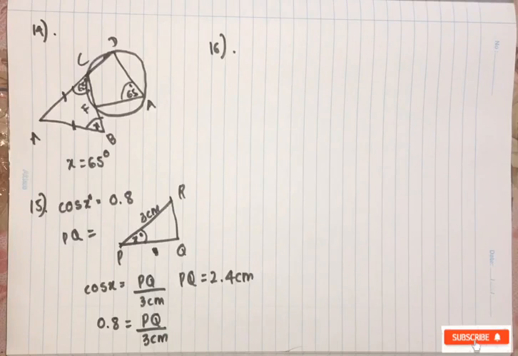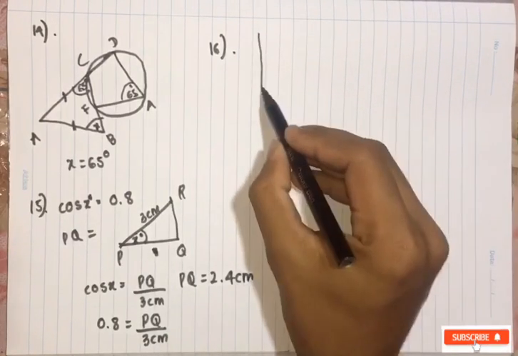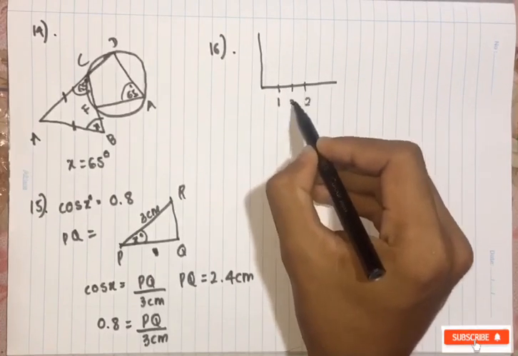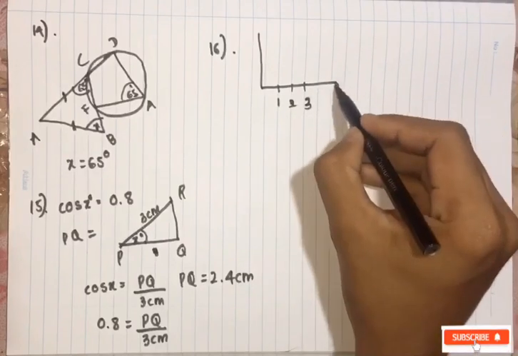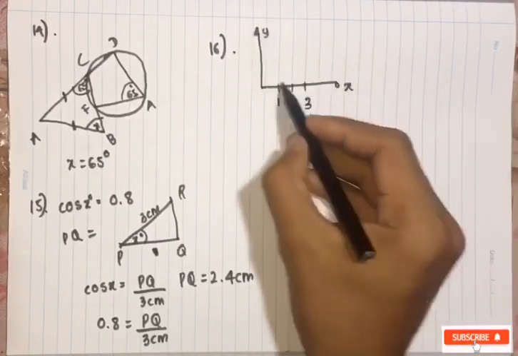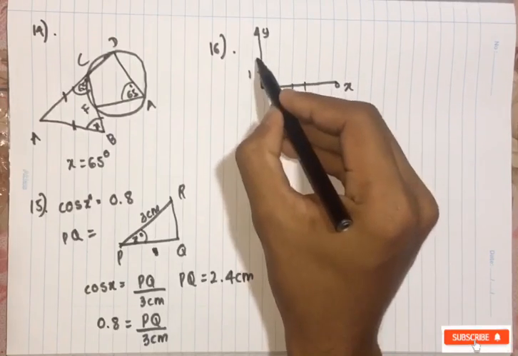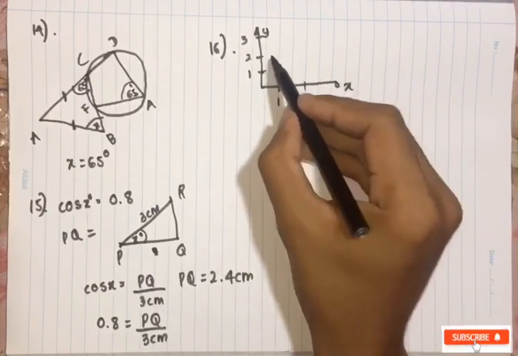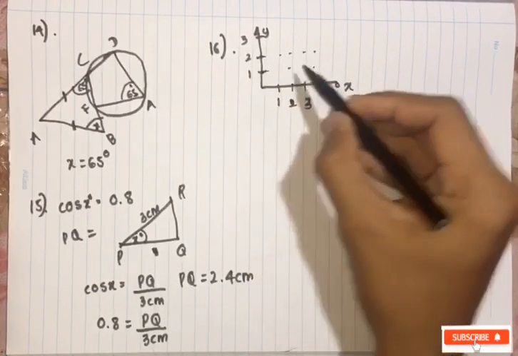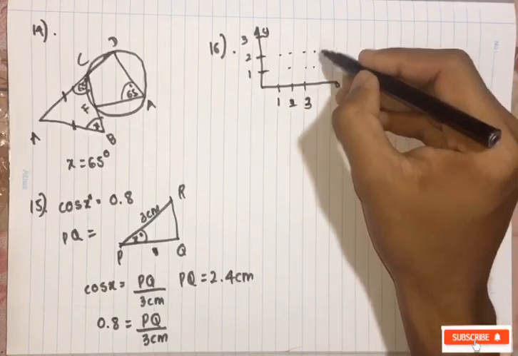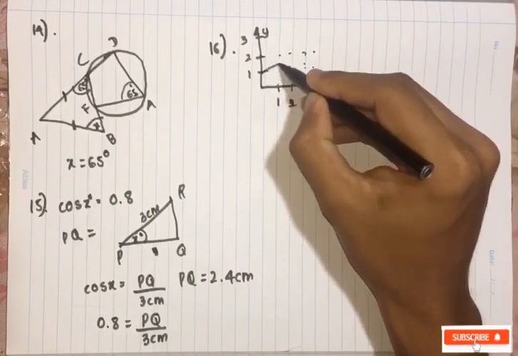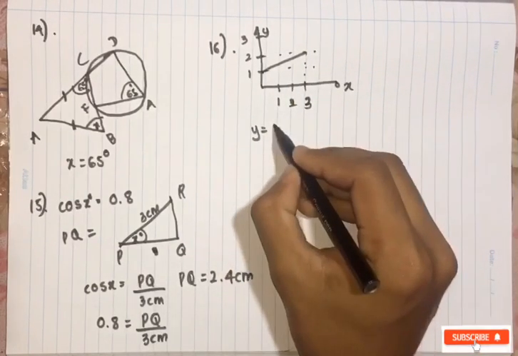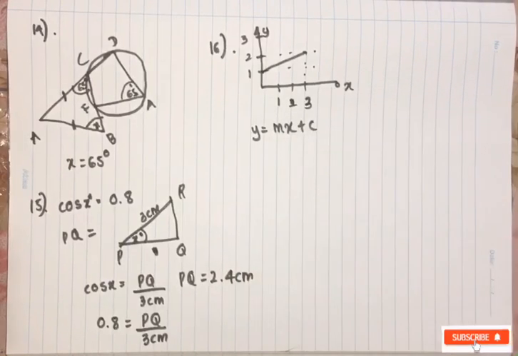Okay, 16, they have given you a diagram, a straight line. They have said 1, 2, 3 are given. This is x, this is y. This part is 0, here 1, 2 and 3. The line is passing through 1 to 2. This is the equation. You have to find the equation. How do we express it in y equals mx plus c?